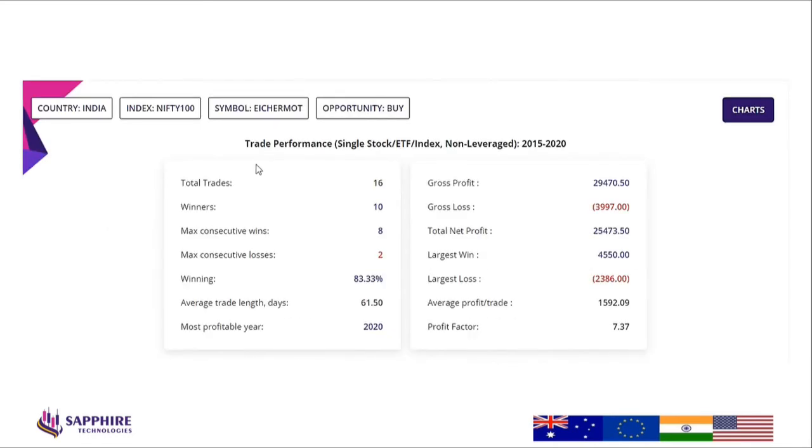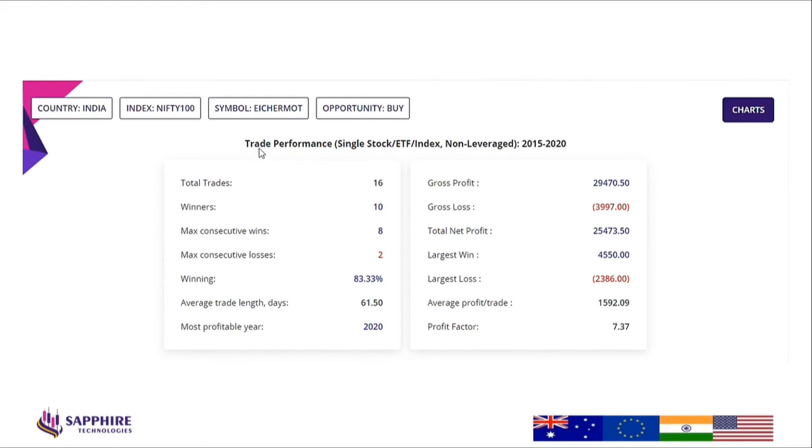At the top of the detailed report, you have a table which gives you, here is an example of iShares Motor, symbol iShares MOT, which is a part of the Nifty 100 stock. In 16 trades, 10 were winners, consecutive wins were 8, consecutive losses were 2. It had an 83.33% winning rate. The average trade length was 61.5 days. The most profitable year was 2020.